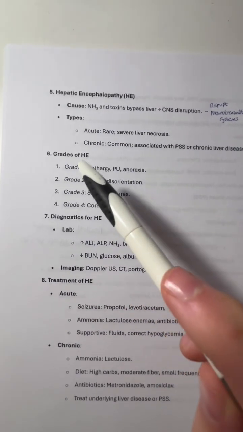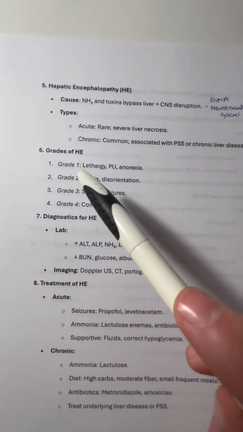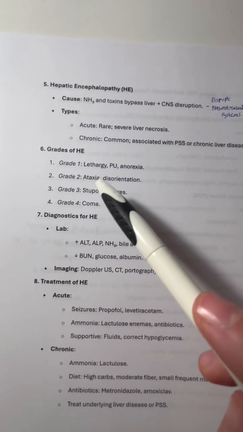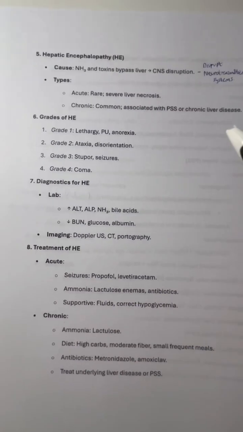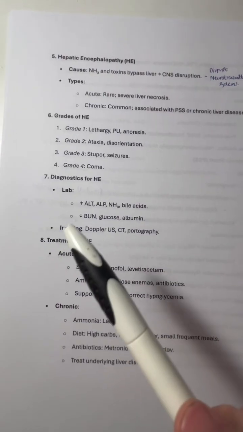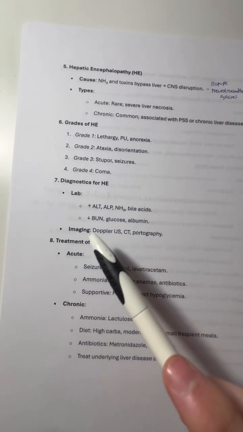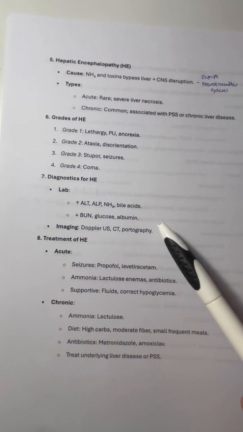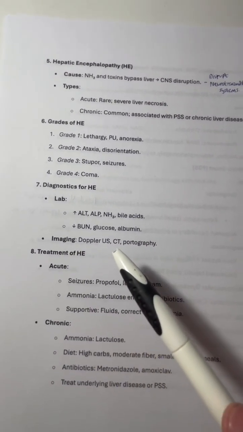The grades of hepatic encephalopathy go from grade 1 to 4. In grade 1, there's lethargy, grade 2, there's ataxia, grade 3, you have seizures, and grade 4, you have coma. In the lab diagnostics, we can see increased ALT, ALP, ammonia, and bile acids, and decreased BUN, glucose, and albumin. For imaging, we can use a Doppler ultrasound or a CT scan.